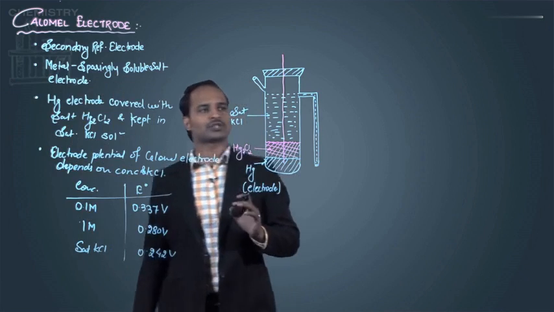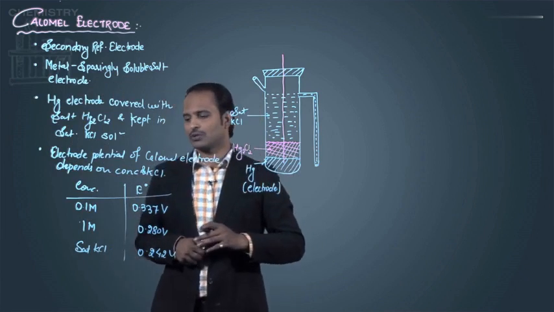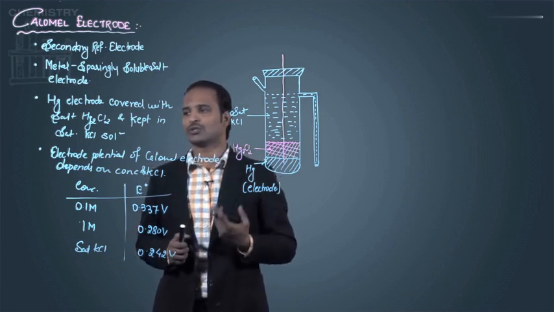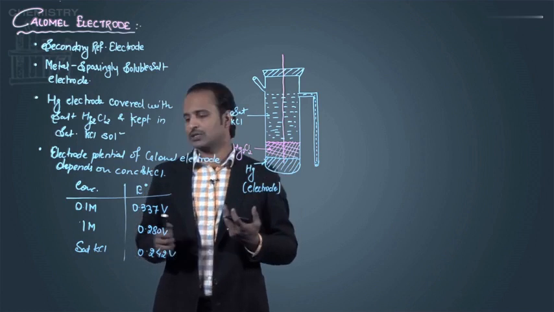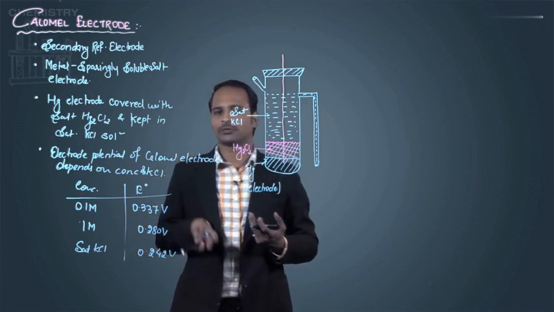So here the electrode potential of the calomel electrode totally depends upon the concentration of the KCl solution. By changing the concentration of KCl, we can change the electrode potential of the calomel electrode. So here I can say that the electrode potential value is reproducible.